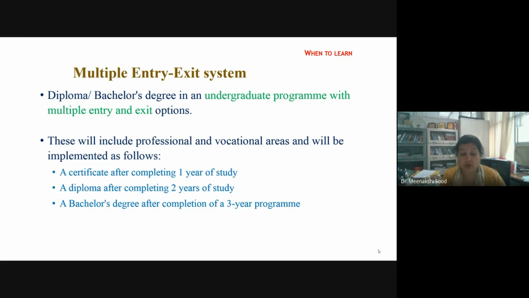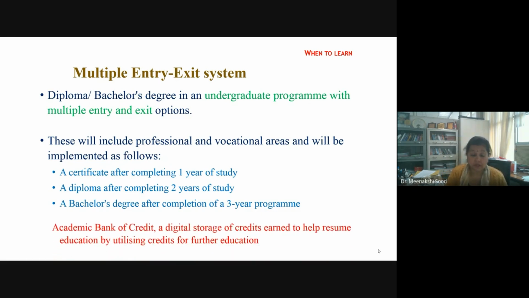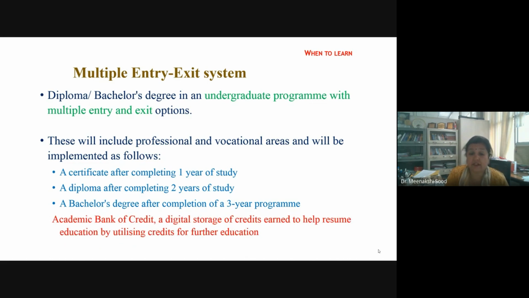So multiple entry and multiple exit can take place, and the student will not lose that 1 year of his studies, or the money and time he has spent. That will not go waste, and the student can move on after 1 year, 2 years, or 3 years. But yes, there will be a constraint: it's not that in a 3-year program the student can spend 10 years completing it. So the constraint is that within 7 years he has to complete his degree, right?